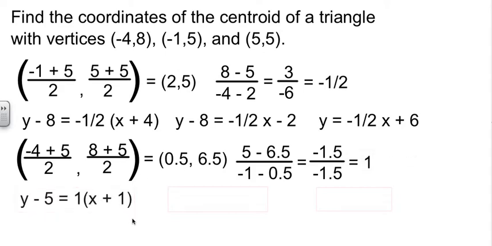Point slope form. Y minus 5 equals 1 times x plus 1, using the point from the vertex again. Distribute the 1 and then move the 5 over. Okay. Now I've got my two equations. I could get the third one if I wanted to, but if I'm looking for the point of intersection, all I really need is 2. So I'm going to just get 2 and not go to the trouble of getting the third one.